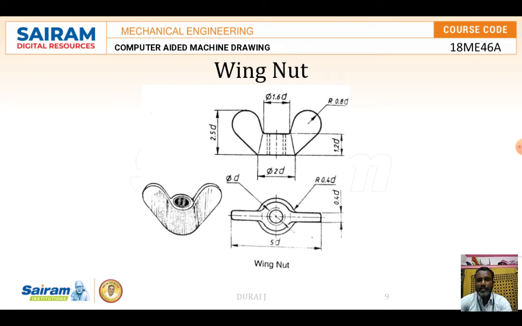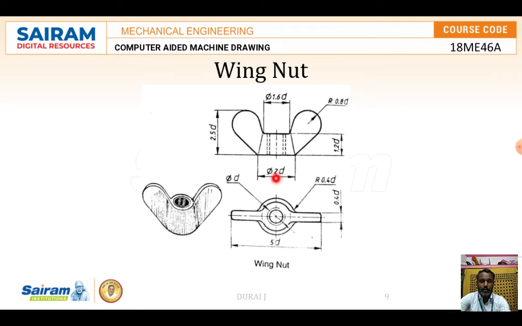Then comes the wing nut. Normally it does not require any screwdriver or external devices to rotate, because of these wings. While holding it with your fingers and giving pressure over here, it can be rotated automatically with the help of the finger wings. The distance from here to here, the diameter, is 1.6d. The wings' round portion is 0.8d. The thickness of the wing from here to here is 1.2d.